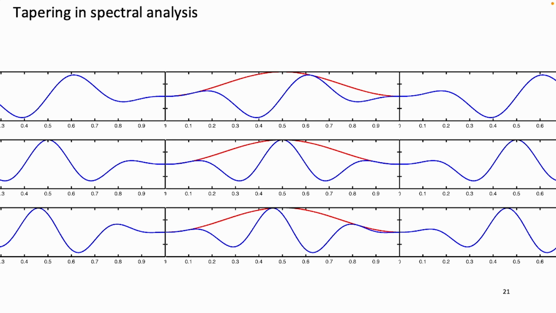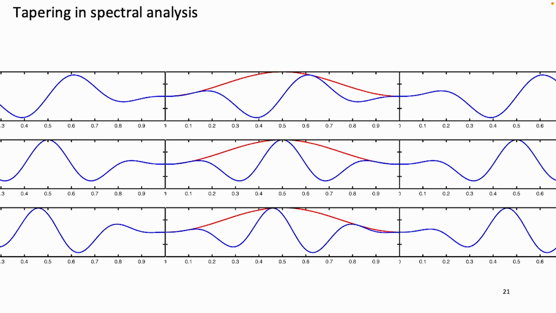So a common taper that we use a lot is a Hanning taper. A Hanning taper basically looks like half a cosine. If you don't use tapering, you're just going to get a lot of spectral leakage, and your spectral estimates are going to be worse than what they have to be.